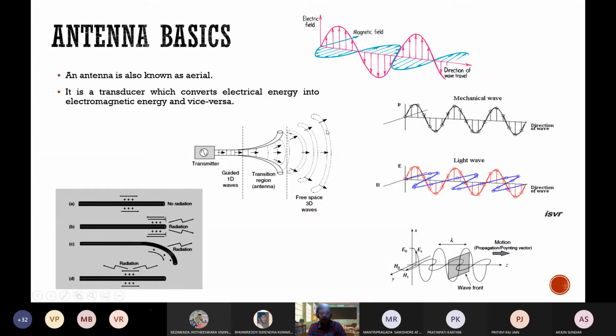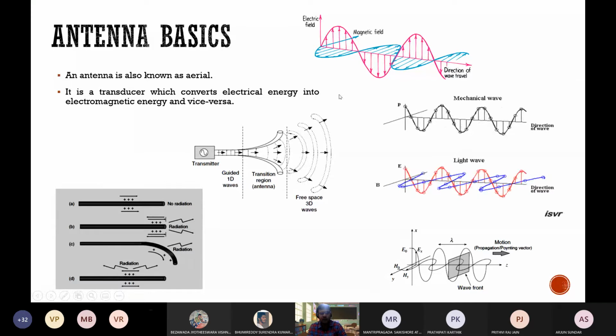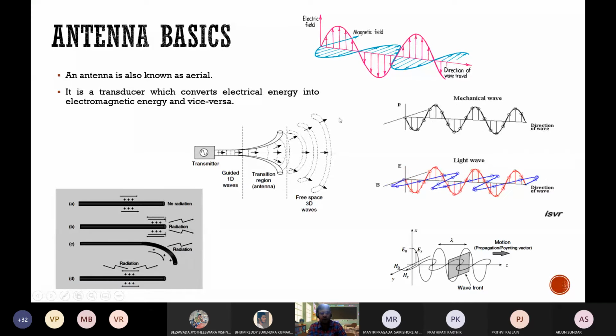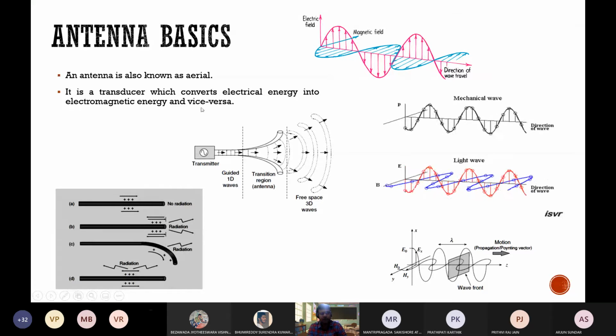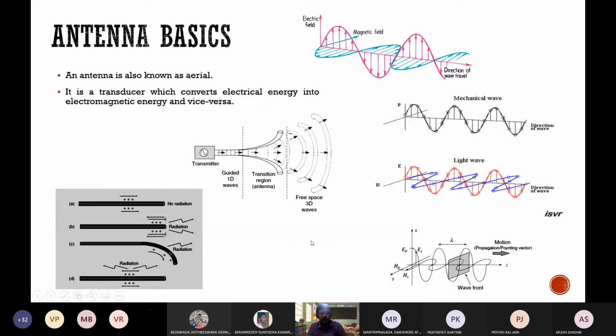When these waves are traveling in the free space, if you have a receiver which is suitable for this frequency, then that antenna will be able to receive these signals and convert them back into electrical energy. So that is the first definition of antenna. It is a transducer which is converting from one form of energy to another form. This is the basic definition, but some other definitions are also there for the antenna.